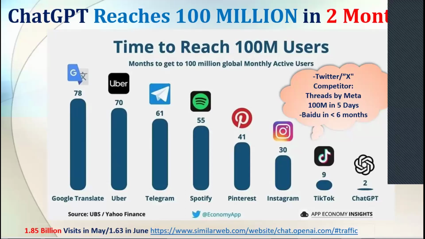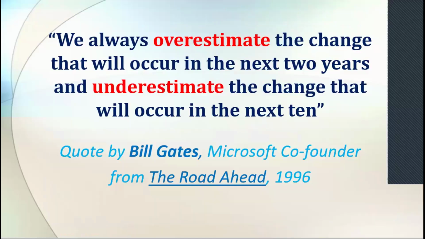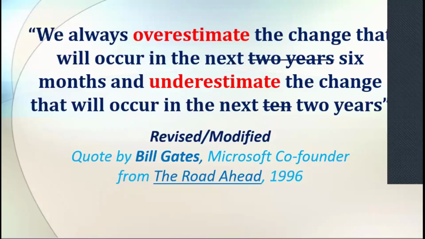It took 5 days to reach 1 million users. 5 days. ChatGPT to get to 1 million. That's pretty quick. I've got a Bill Gates quote here. We always overestimate the change in the next 2 years and underestimate the change that will occur in the next 10. Now, he did this back in 1996. So I took the liberty of editing his quote. I said we overestimate the change in the next 6 months and underestimate the change that will occur in the next 2 years.